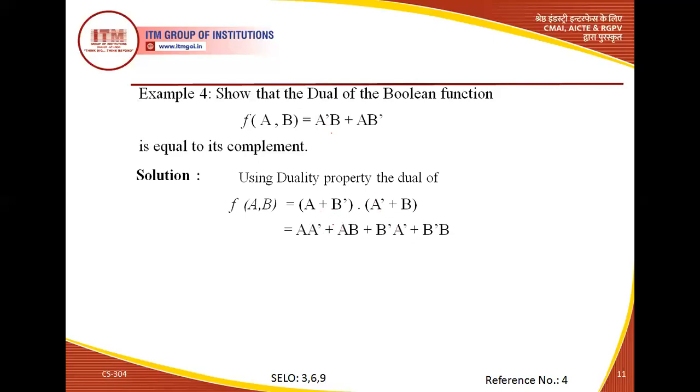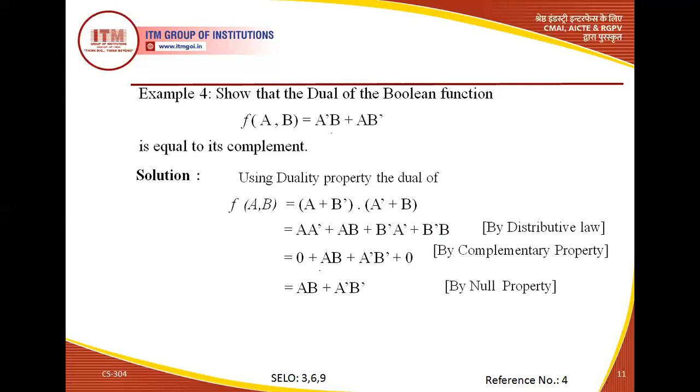Now by using the distributive law, it can be written as A dot A dash plus A dot B plus B dash A dash plus B dash B. Now we are using the complementary property. A dot A dash can be written as 0, and B dash B is 0. Now by using the null property, A plus 0 is A. So when we perform the OR operation with a variable and the input is 0, we get the same input variable. So we get AB plus A dash B dash. So that is the dual of the function f.